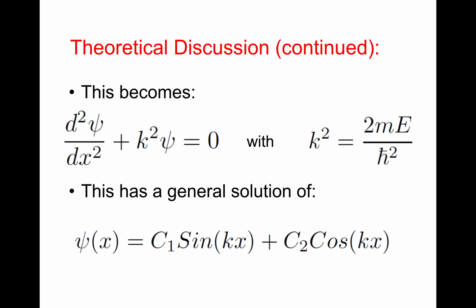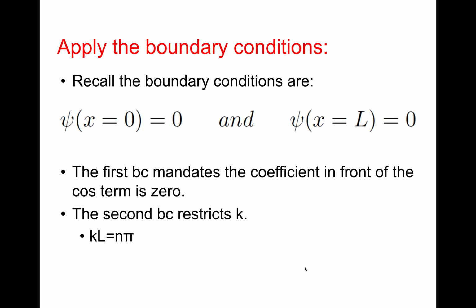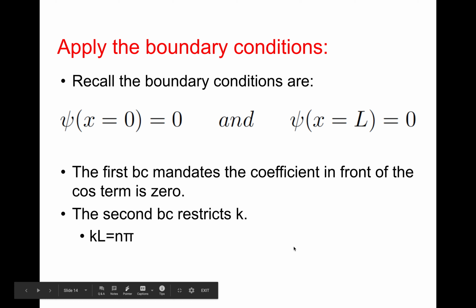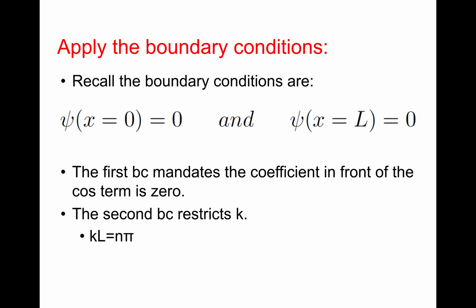Then our second boundary condition means that psi of L equals C1 sine KL, and that has to be 0. So we're left with C1 times sine KL equals 0, or sine KL equals 0. When does sine KL equal 0? Well, at integer multiples of pi, which mandates that KL equals n pi.